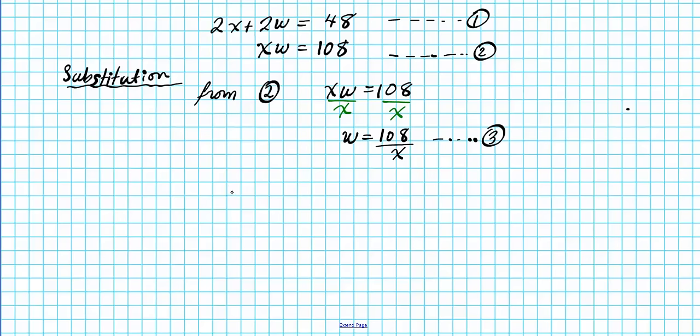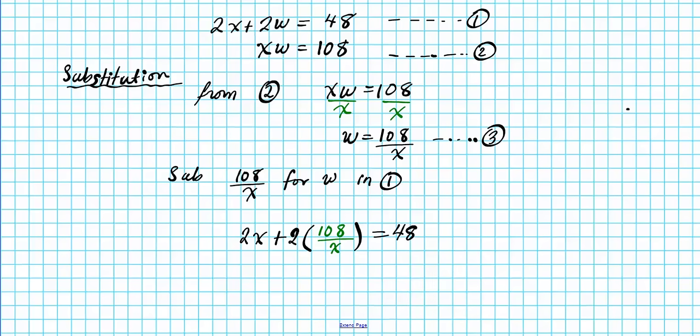Now what we're going to do next is substitute 108 over x for w in the other equation. Remember, this came from 2, so we're going to plug it into 1. Okay, so substitute 108 over x for w in equation 1. So equation 1 is now going to become 2x plus 2 instead of w, we plug in that value we're substituting in that we got from equation 2. Plug that into equation 1 equals 48.